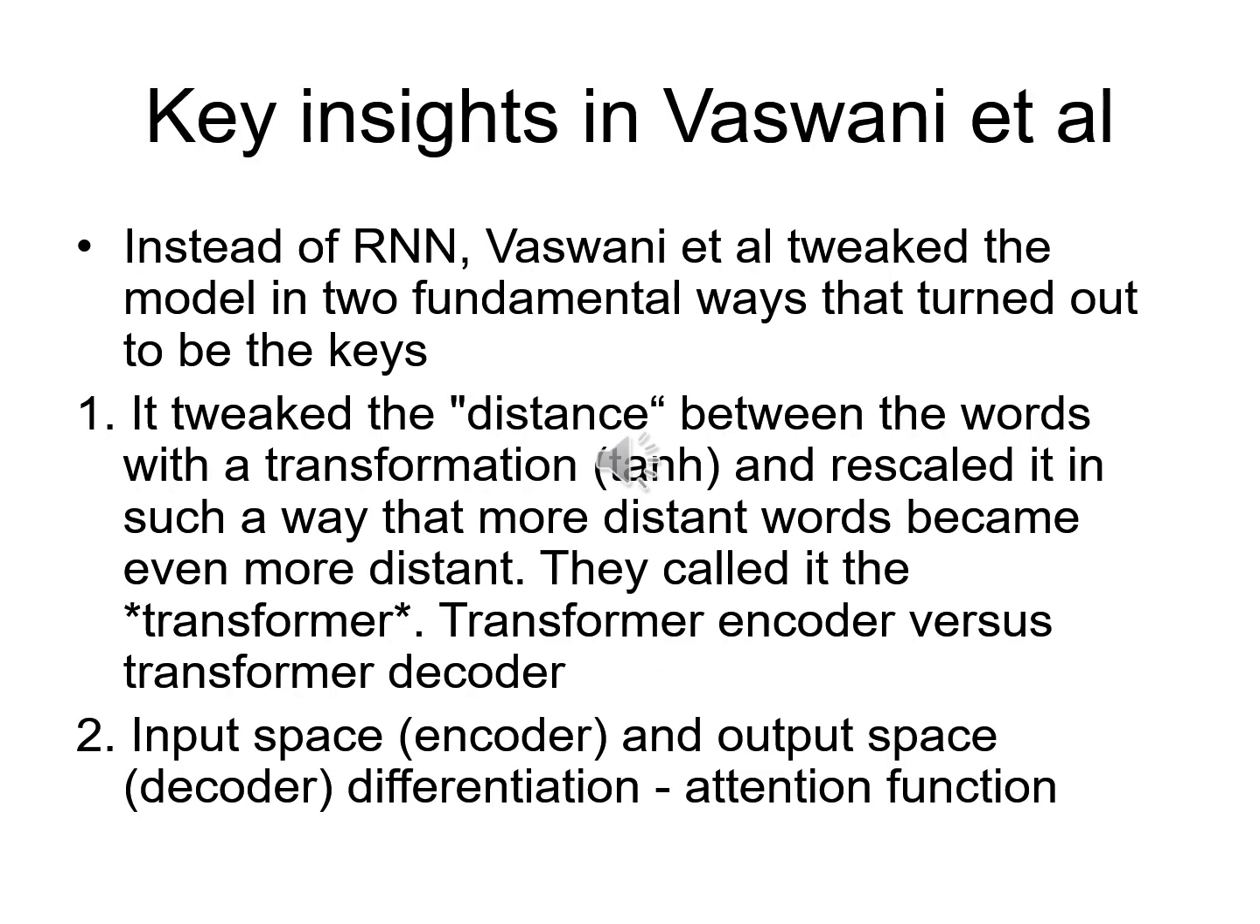So what did Vaswani et al. do with the original network that we used to model these kinds of things? What they did was they tweaked the distance between words with a transformation. Usually the transformation is tanh, and then rescaled in a certain way so that the more distant words became even more distant. So this is why they call it the transformer model.